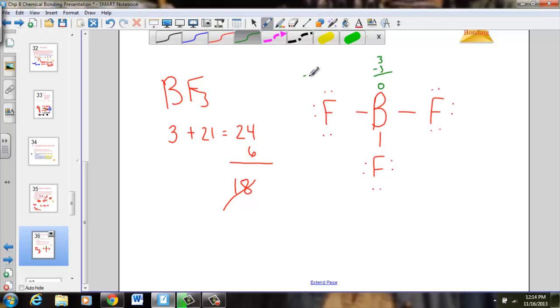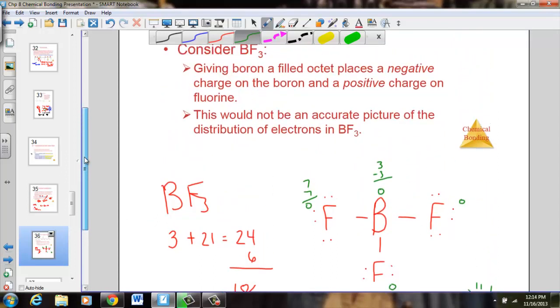Fluorine lives in group 7A, 7 valence electrons. Right now, it has 7 electrons associated with it. Formal charge is 0 on every one of these fluorines because they're identical. If I leave this boron trifluoride as it is, all singles, no multiple bonds, every atom now has a formal charge of 0. Ideal.